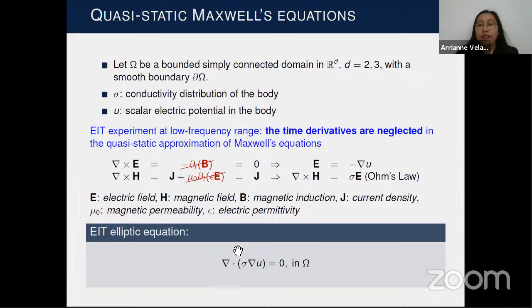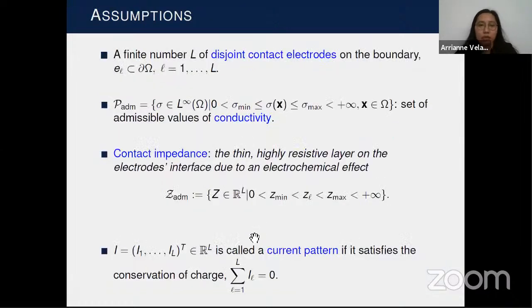We then define the boundary conditions with this PDE. So we have the following assumptions first for the boundary conditions. We denote E_l the disjoint contact electrodes on the boundary. Big L here is the number of electrodes, and the set of admissible values of the conductivity is sigma in L infinity of omega, where it is bounded below and above by the constants sigma min and sigma max.